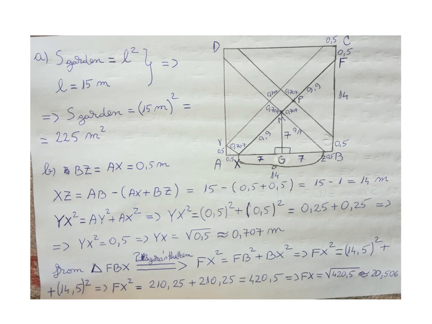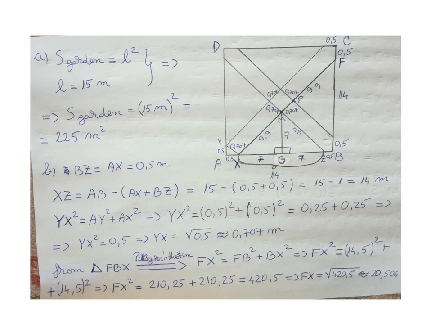The surface area of the garden is the side squared. We know that the side is 15 meters, so the surface area of the garden is 15 meters squared, which is 225 square meters. BZ, we can see from the figure that BZ is equal to AX, which is 0.5 meters. XZ is AB minus AX plus BZ, which is 15 minus 0.5 plus 0.5, which is 15 minus 1, which is 14 meters. YX squared is AY squared plus AX squared.